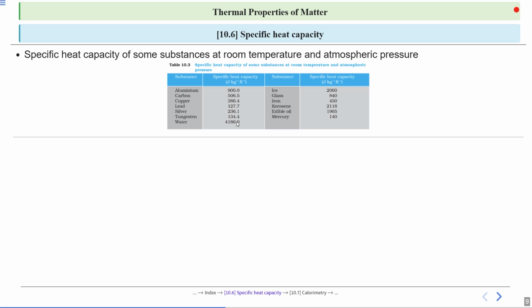All right. And for ice, the specific heat capacity is 2060 joule per kg per Kelvin. For glass, 840 joule per kg per Kelvin. For iron, 450 joule per kg per Kelvin. For kerosene, 2118 joule per kg per Kelvin. For edible oil, 1965. For mercury, 140. All right. So this is the specific heat capacity of some substances at room temperature and atmospheric pressure.